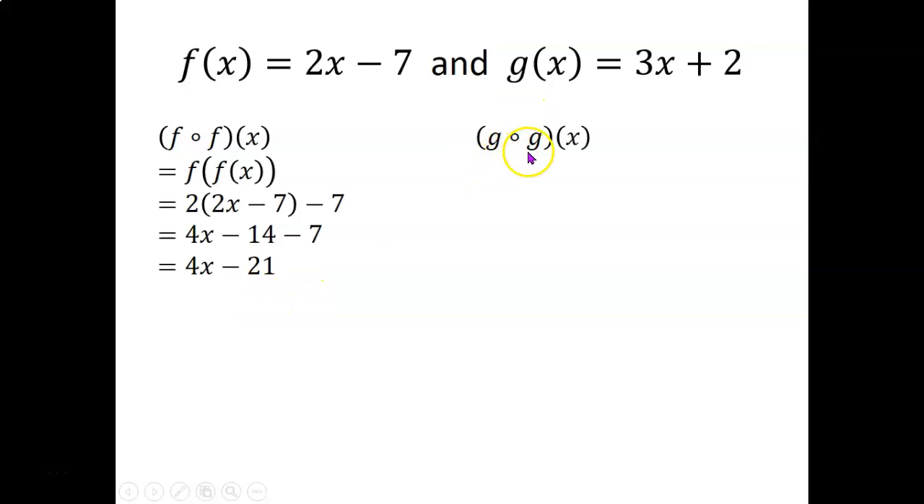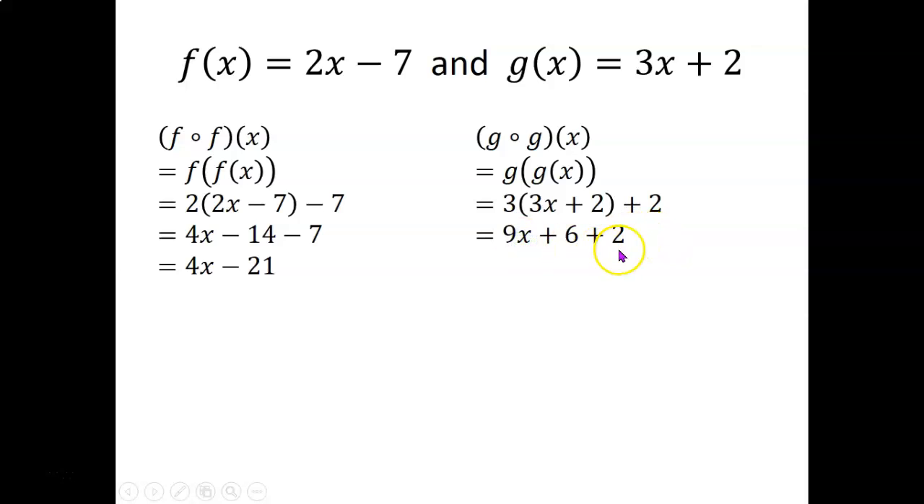And what about g composed with itself? That would be g of g of x. G of anything is 3 times that anything plus 2. So here it's 3 times (3x plus 2) plus 2, which would be 9x plus 6 plus 2, which would be 9x plus 8.